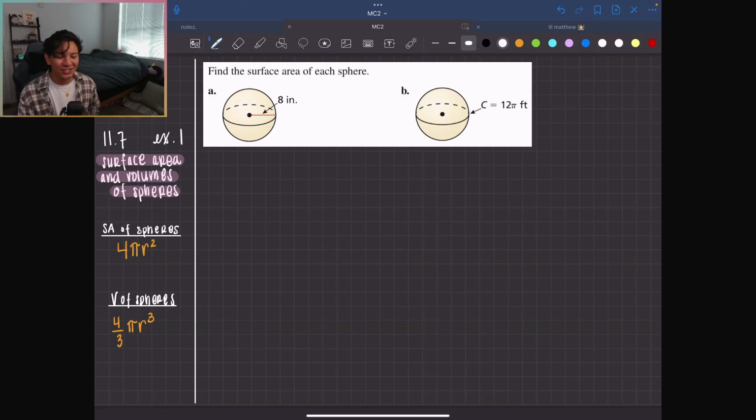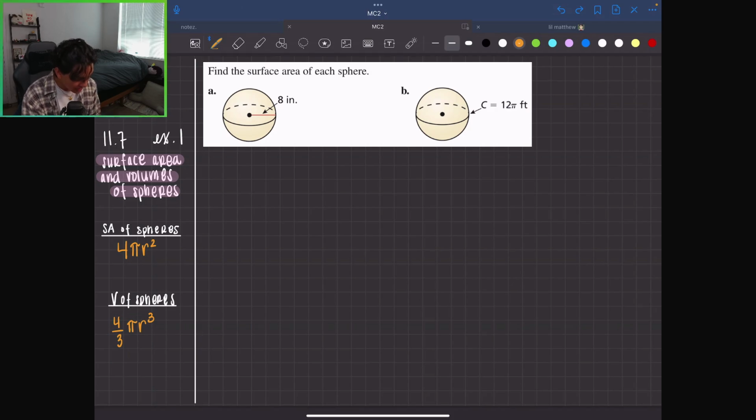All right, last section. This is 11.7, surface area and volumes of spheres. Let's go ahead and find the surface area of each sphere. So for A, we have a sphere here, and we want to find out how much we can cover around this entire sphere. So the surface area of this.